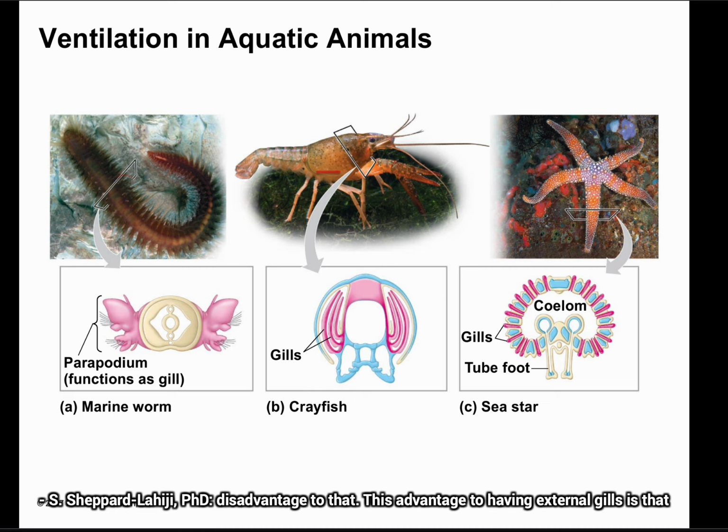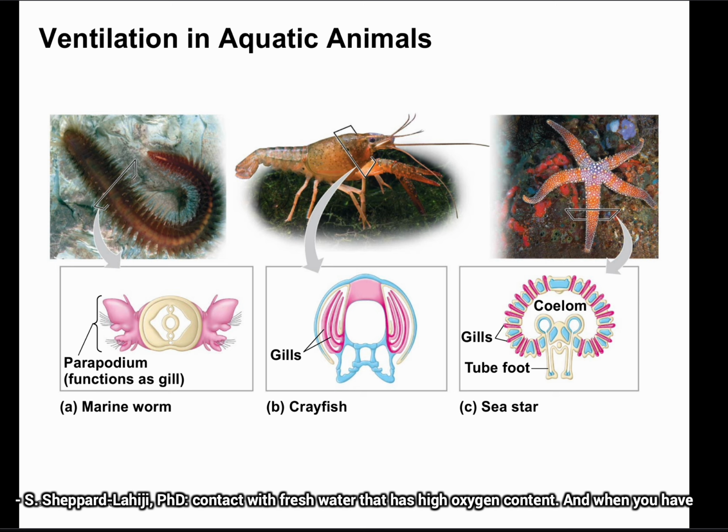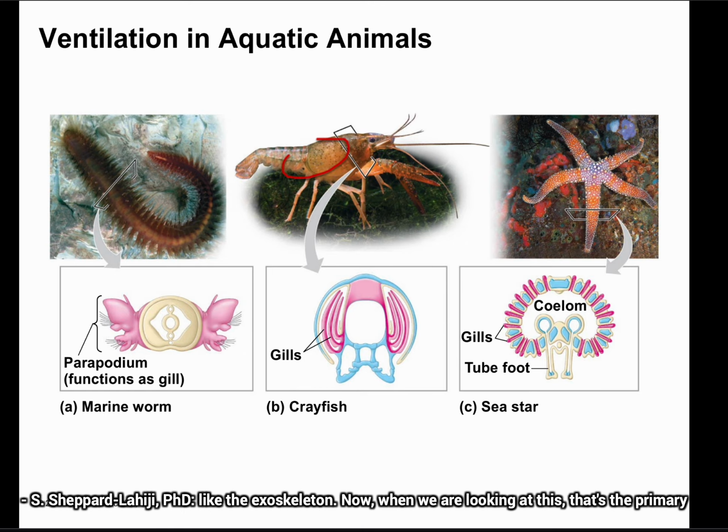Now, there's a disadvantage to that. The disadvantage to having external gills is that there's a need for constant movement so that the gills can come into contact with fresh water that has high oxygen content. And when you have outward facing gills, they also have the propensity for damaging more easily than those that are protected through something like the exoskeleton.